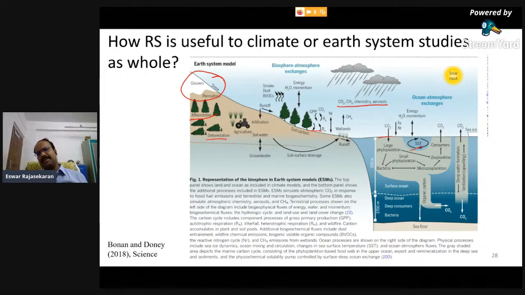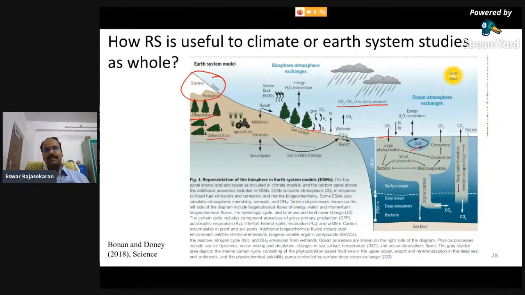If you take the ocean, remote sensing provides ocean surface temperature, which we call sea surface temperature, SST. What is the chlorophyll content of oceans? We study the phytoplankton, and we study ocean water salinity. All these things affect ocean circulation.